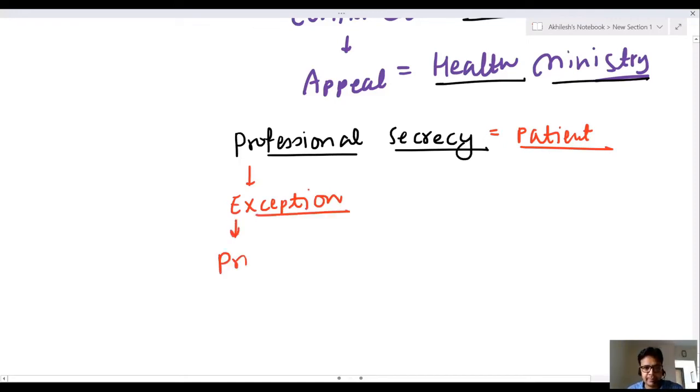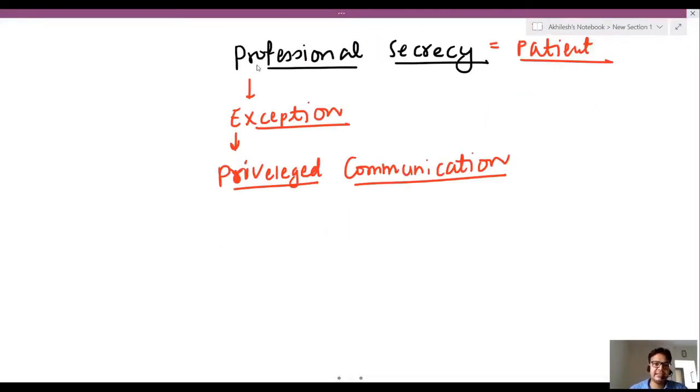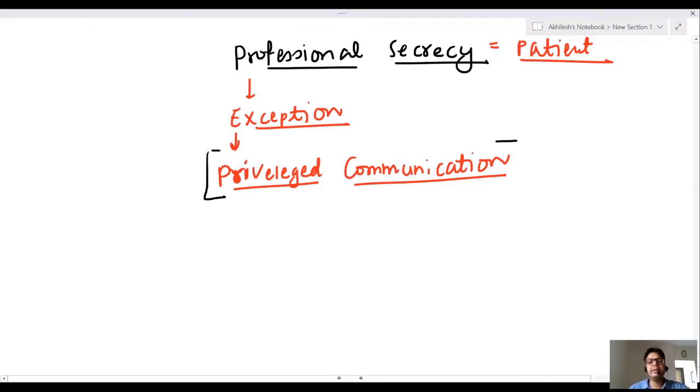Privileged communication. What is privileged communication? Sir, in some cases, the doctor can reveal the secret of the patient. The doctor can communicate to someone in some cases. These are the examples of privileged communication.